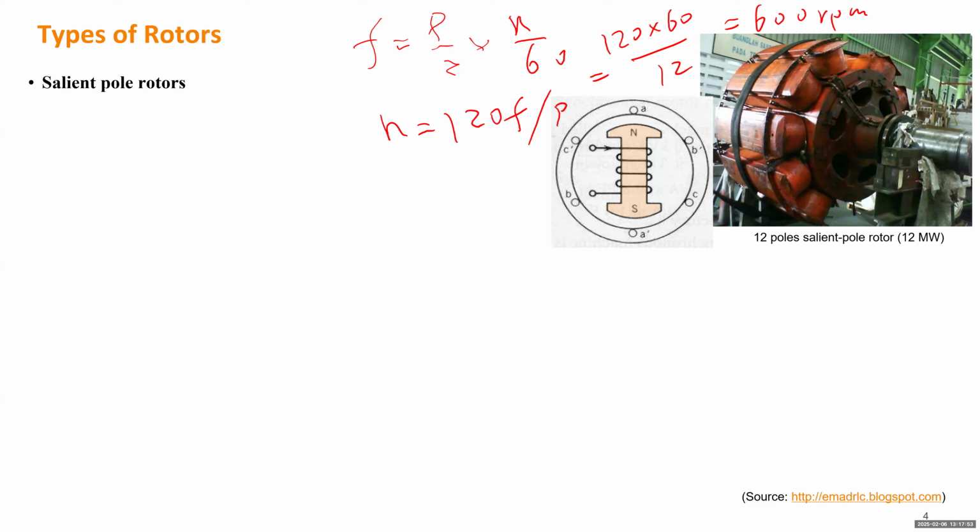If you increase the number of poles to 24, the generator can operate at an even lower speed, at 300 revolutions per minute.